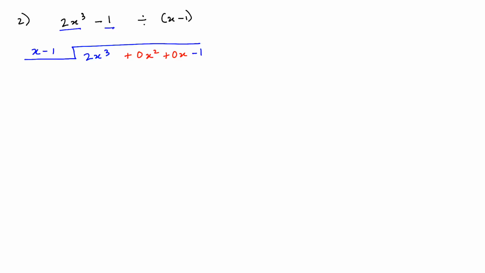The rest of the solving will be the same as what we did in the first question. So the first term here is 2x cubed divided by the first term of the divisor, which is x. This will give us 2x squared.